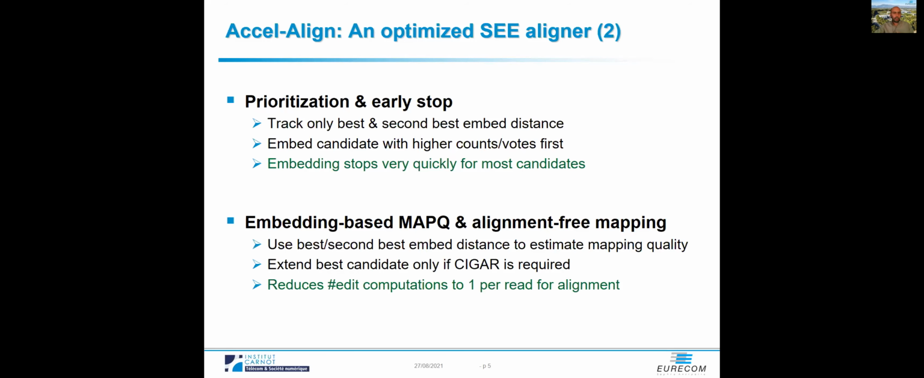And finally, we can also use embedding for computing the mapping quality. Rather than actually figuring out the top 2 candidates, extending both and using their alignment scores, it's also possible now to compute the embed distance of the top 2 candidates and use that for deriving the mapping quality. So this was just a point of interest to us because we wanted to see whether embed distance derived mapping quality was actually worse or better than an alignment score derived mapping quality. And that's what we did. And one of the benefits of this is that we now reduce the number of edit computations to just 1 per read for overall sequence alignment.